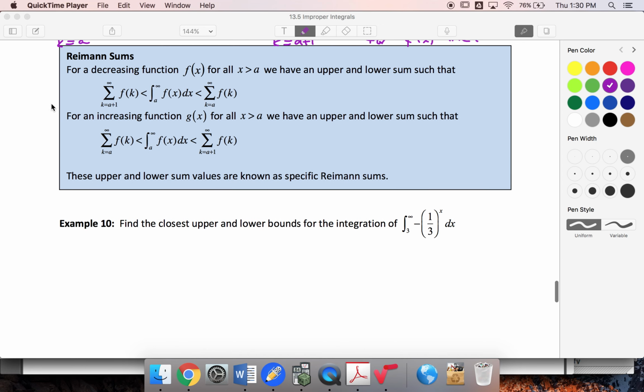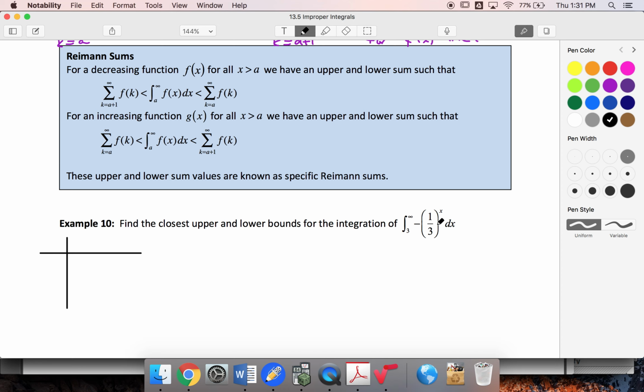Right, so we're going to approximate the integral from 3 to infinity of negative (1/3)^x. Well, let's think about this graph. So (1/3)^x is an exponential decay graph that's then reflected over the x-axis. So if I make a quick sketch of that, I'm going to have a function that looks something like this.